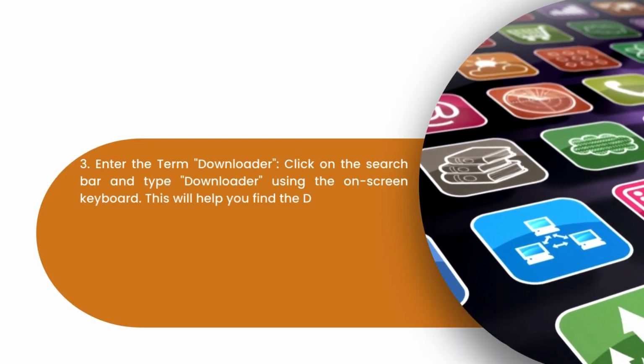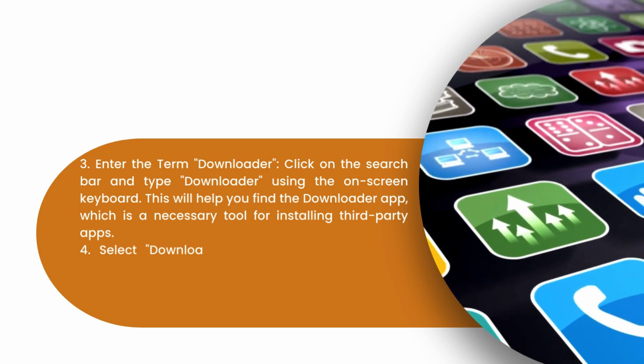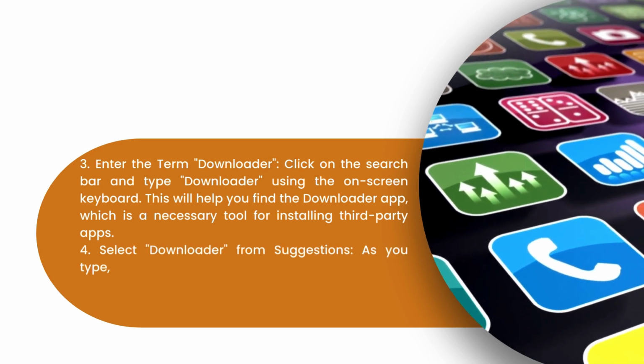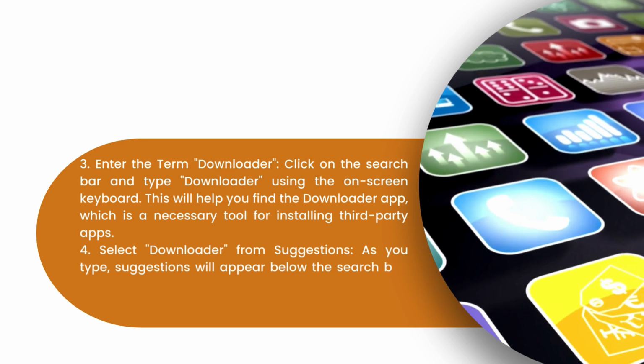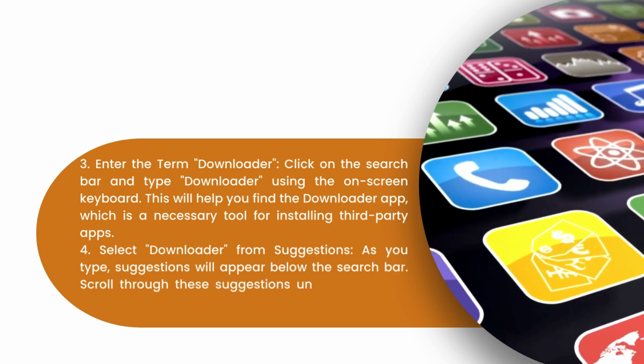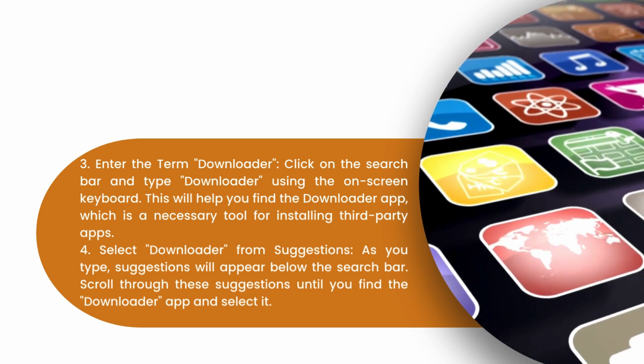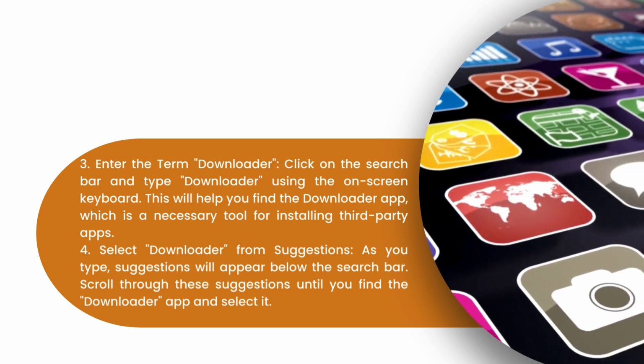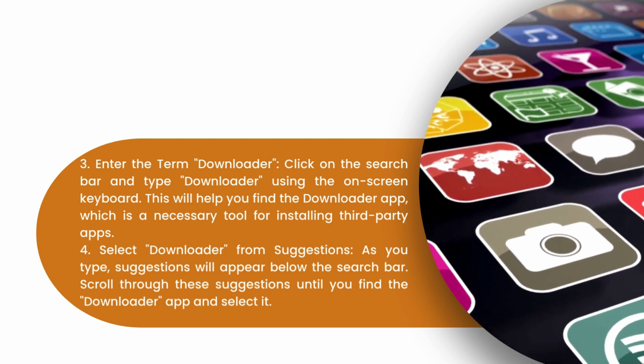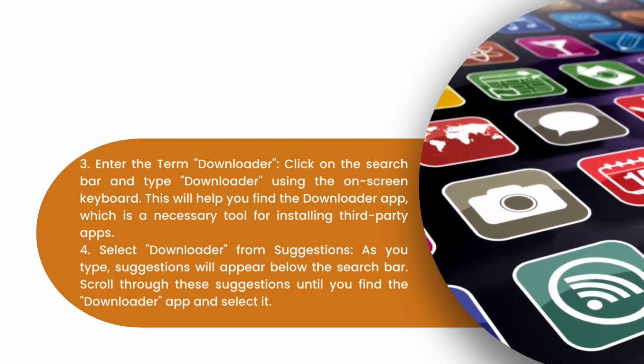Number 3, enter the term downloader. Click on the search bar and type downloader using the on-screen keyboard. This will help you find the downloader app, which is a necessary tool for installing third-party apps. Four, select downloader from suggestions. As you type, suggestions will appear below the search bar. Scroll through these suggestions until you find the downloader app and select it.